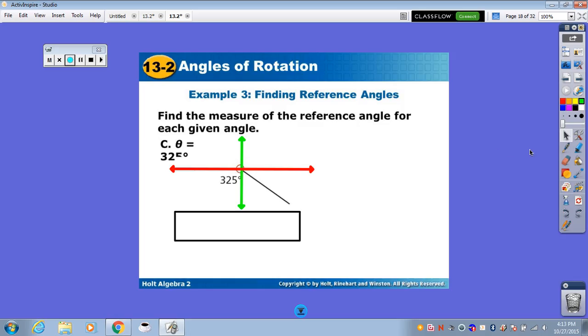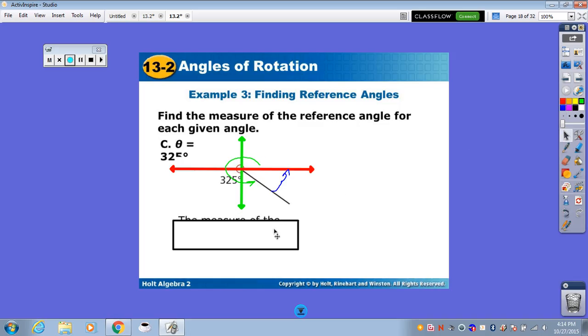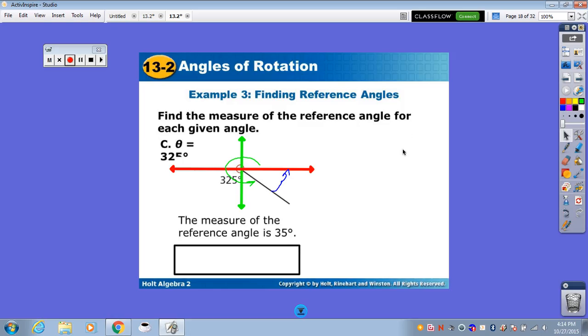In our last example, we have rotated all the way around in the positive direction 325 degrees. Our reference angle is found between our terminal side and our x-axis over here, so the closest x-axis. Right there. And being that this is 325 degrees, we can take away from 360 to determine that the remaining measure for this angle is 35 degrees.